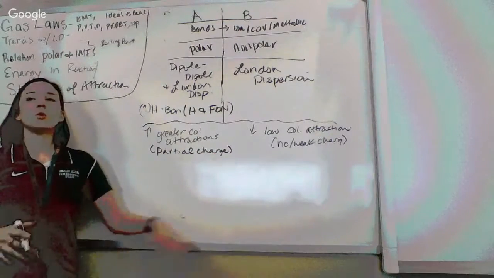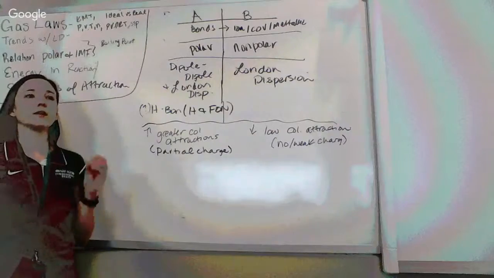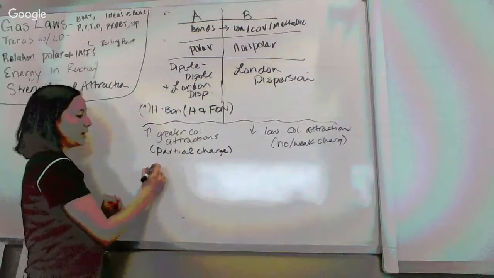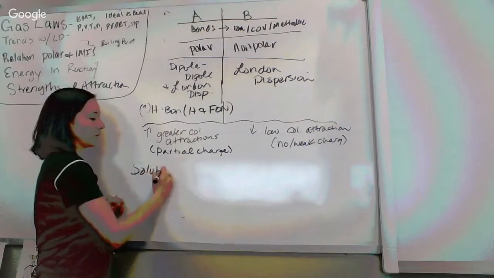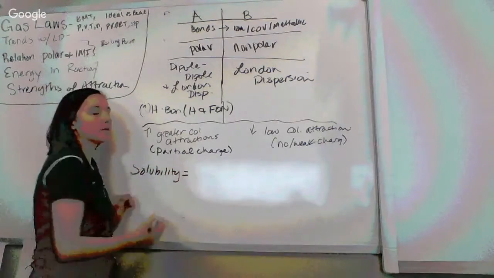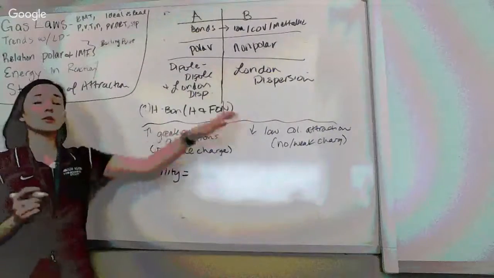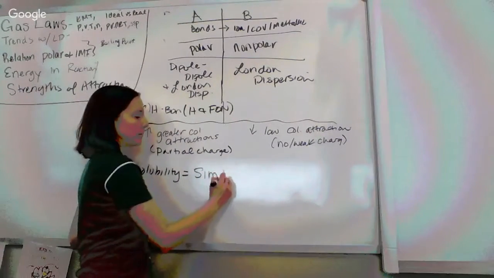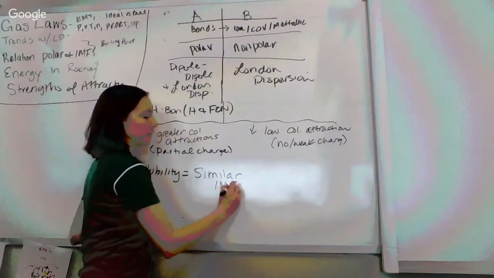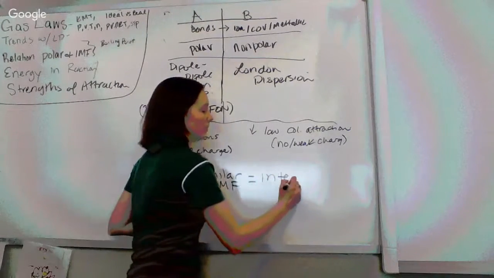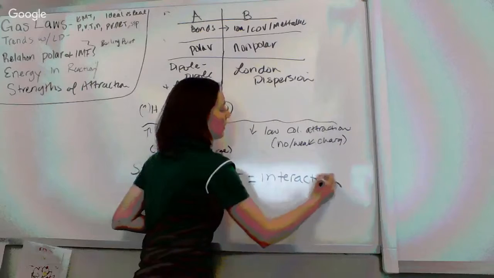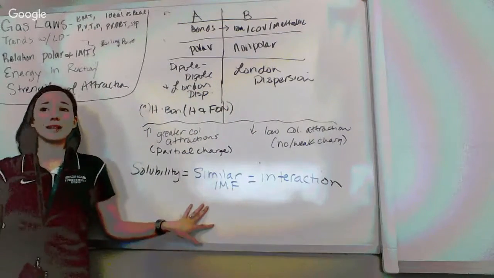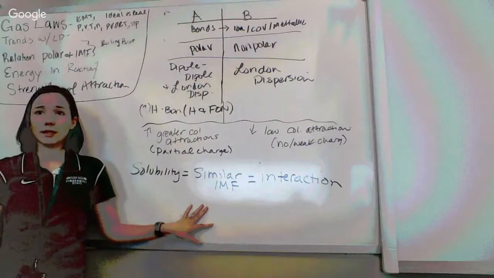Typically, we have that phrase, like dissolves like. Don't put that in an FRQ ever. It's just good for you to remember that as far as solubility goes, substances with similar intermolecular forces are going to interact. Now, it's not true that if they have different intermolecular forces they can't interact. It just means they're less likely to interact.